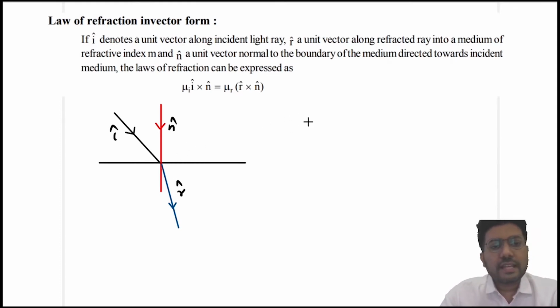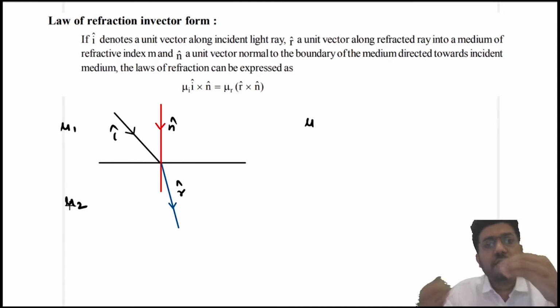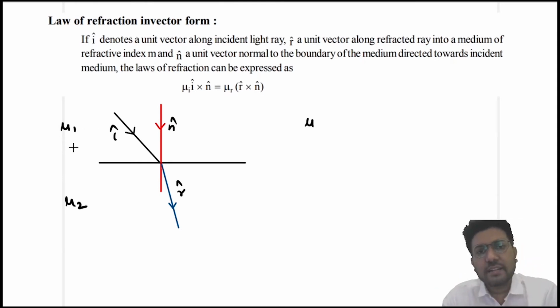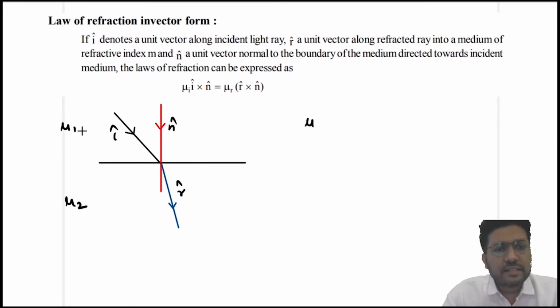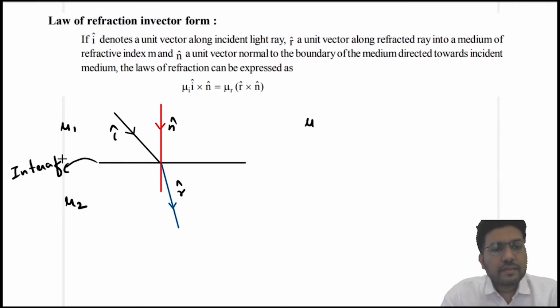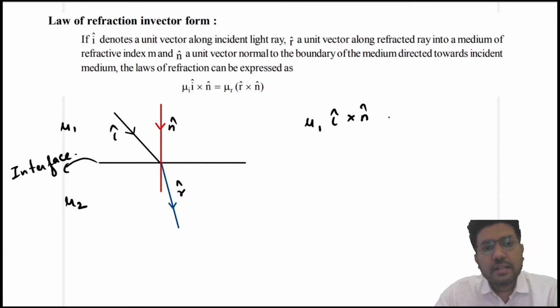Then you will say that this is mu1 and this is mu2. Mu1 is the refractive index of the incident side and mu2 is the refractive index of the refracted side. Understood? Whenever we say mu1, it will represent the refractive index of the incident side. This is the incident side, and this is the interface separating the two media. So you will write it like this: mu1 into i cap cross n cap is equal to mu2 into r cap cross n cap.